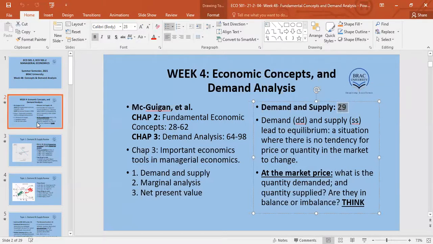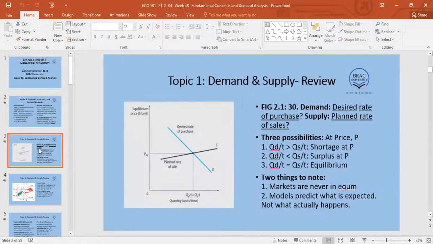Okay, now what we want to show is, look at this graph and look at it very carefully. For demand, it's written desired rate of purchase. For supply, it's written planned rate of sale. So when you look at the text and you see these two words, you might get a little bit stuck in the sense, why is it writing desired rate of purchase for households? Why is it writing planned rate of sale for the firms?